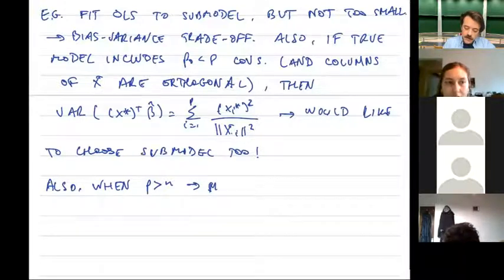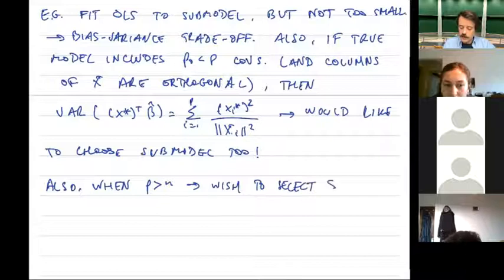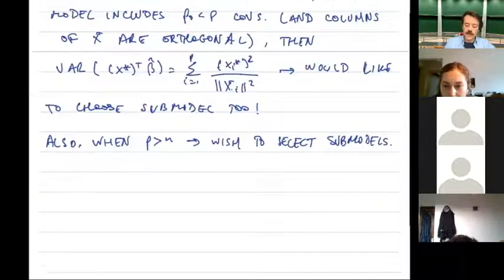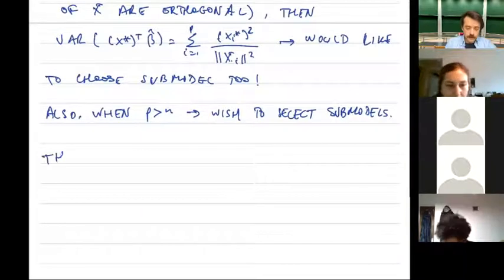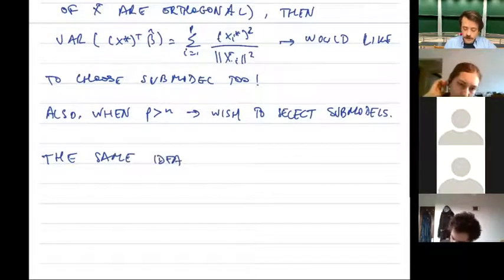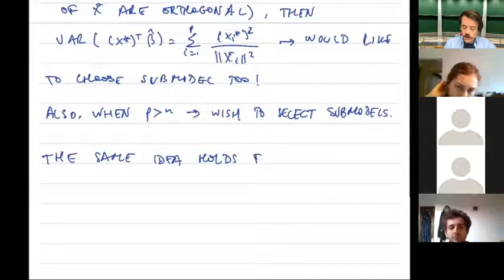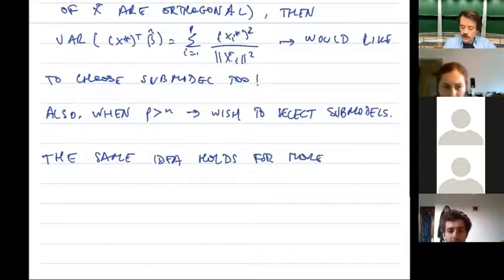Must, well, let's say must in the linear model, but in other models you may not. It may not be a must, but you do wish to select submodels. Ideally, if you're in the linear model, then definitely they need to be of size at most n. So we've argued this through the linear model, but just a remark is that the same idea holds for more general models.